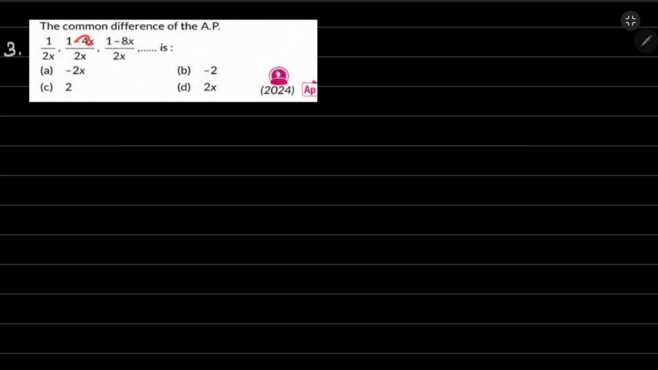Second term is 1 minus 4x by 2x, and this is the third term. How will you find the common difference? So common difference D is equal to second term minus the first term. What is the second term? 1 minus 4x divided by 2x, minus the first term, that is 1 by 2x.